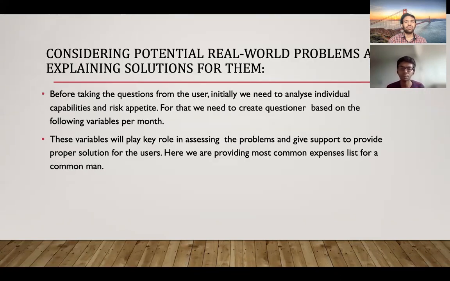Considering potential real-world problems and explaining solutions for them. In general, people can estimate their monthly savings, but they don't know how much loan they can afford with that money. Most calculators go with a top-to-bottom approach: the loan amount, rate of interest, and loan duration are used to calculate the EMI. But here we went with a bottom-to-top approach, where the user can give his monthly affordability and the remaining variables so that we can calculate his affordable loan amount.